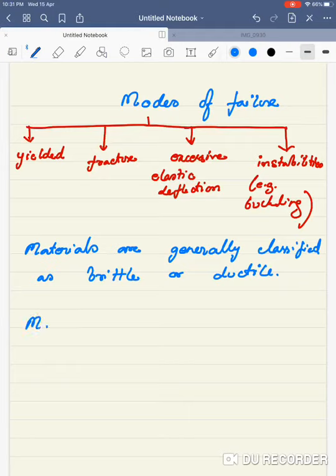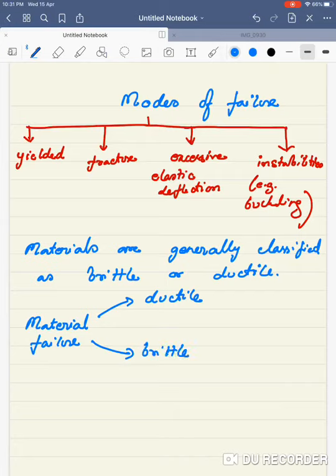So for example, material failure is typically classified under ductile or brittle. In ductile failure, an appreciable amount of yielding occurs before failure happens.